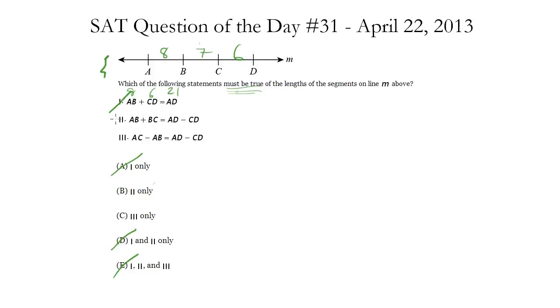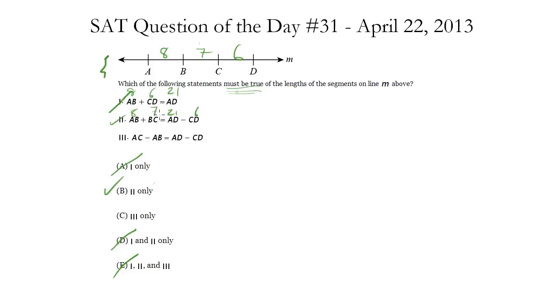How about statement 2? AB plus BC, so 8 plus 7, is equal to AD, which is 21, minus CD, which is 6. So does 15 equal 15? Yeah. So that's true. So 2 works, so clearly choice 3 is not going to work.